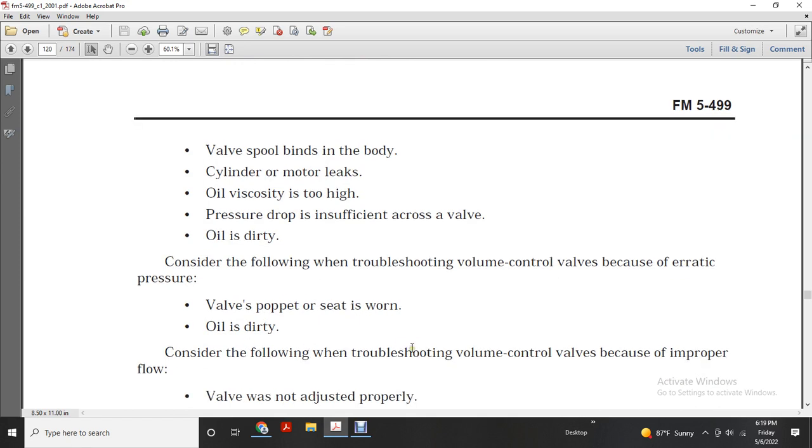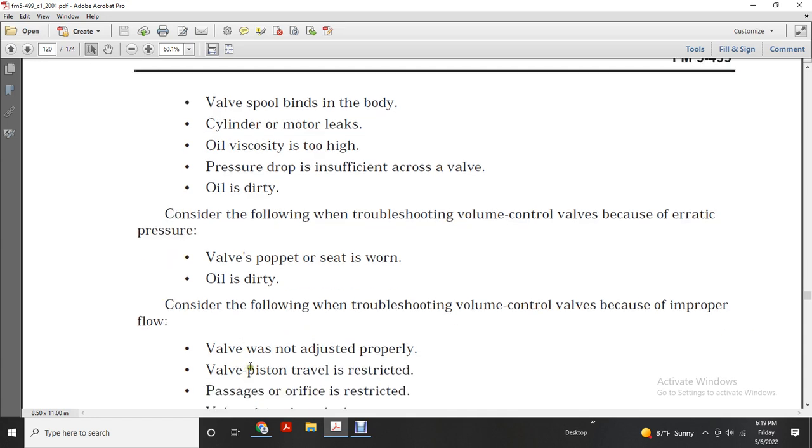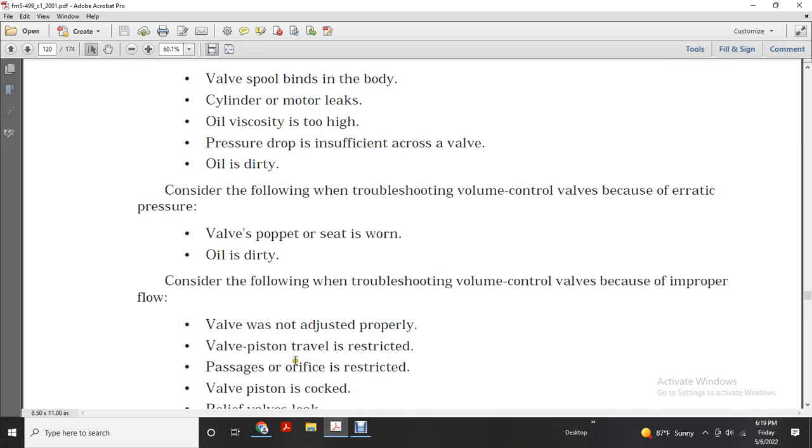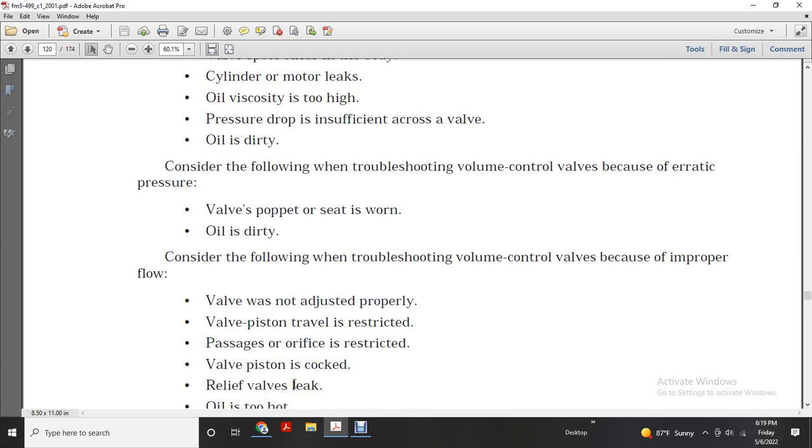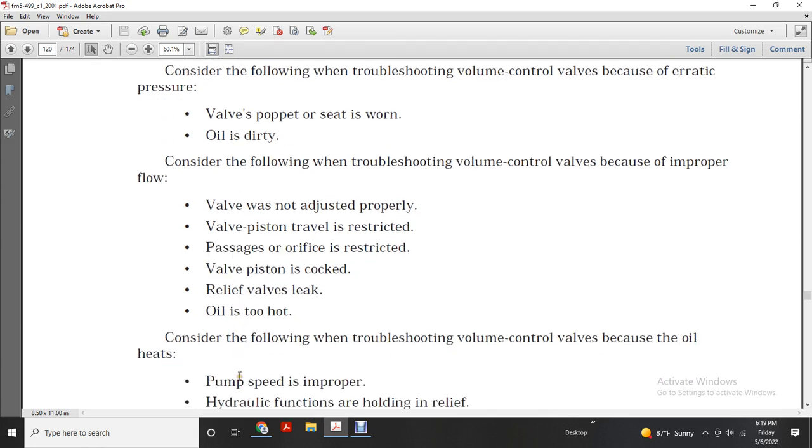Oil is dirty. Consider the following when troubleshooting volume control valves because of improper firing. The valve was not adjusted properly. The valve piston travel is restricted. The bypass orifice is restricted. The valve piston is cocked. The relief valve is leaking. Oil is too hot.